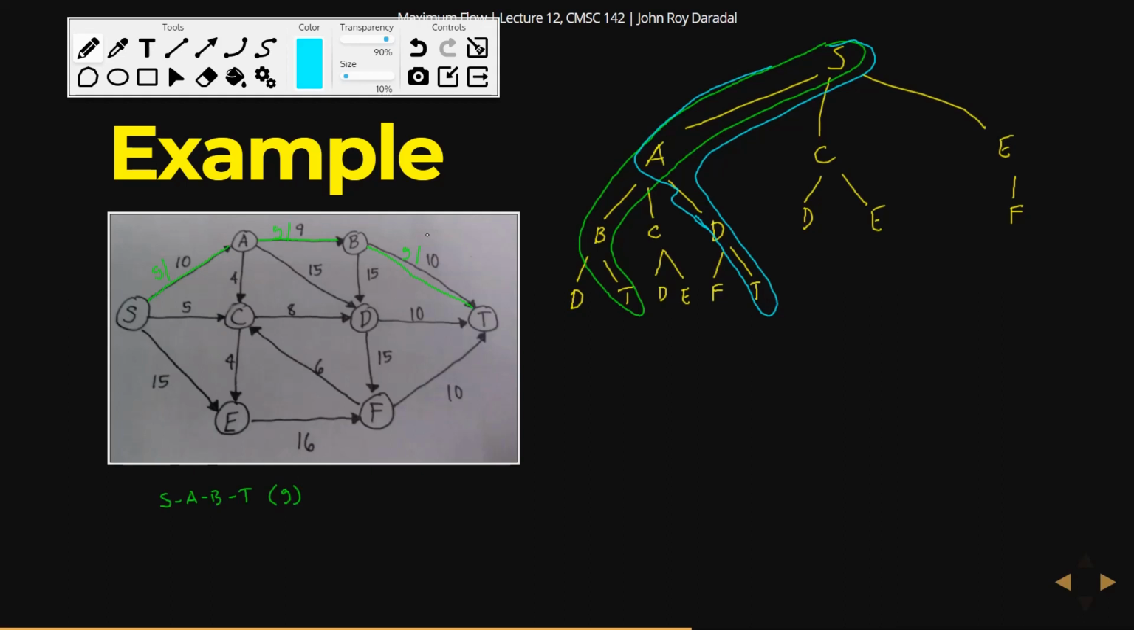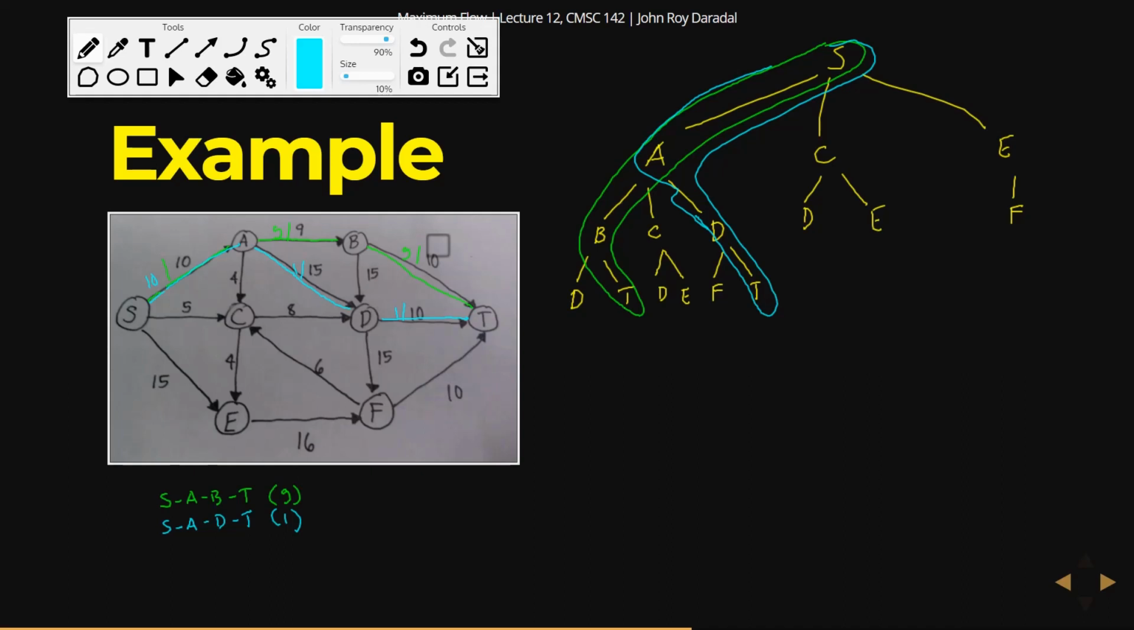So if it's SADT, where is that? That would be here. SA, AD, DT. So along this path, how much can you send? You can actually only send one, right? Because SA only has a remaining capacity of 1 because it's already 9 out of 10. So if we send 1 here, then this becomes 10 out of 10. This becomes 1 out of 5, 1 out of 15, and then 1 out of 10, right?